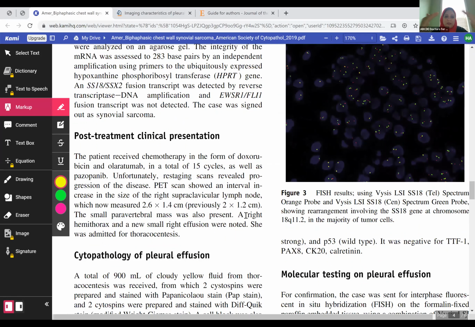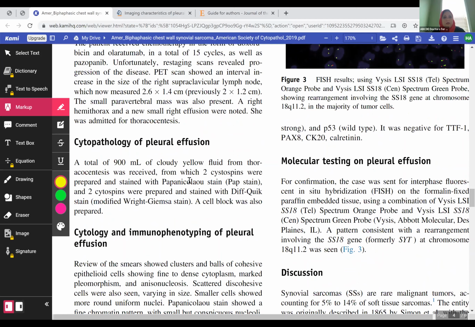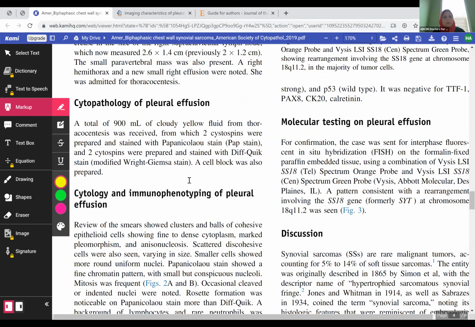All right, continuing the clinical picture. This was a clinical part. The patient had chemotherapy. I've put in the kind of chemotherapy they've used, although once again, as a pathologist, it might not be that relevant. But maybe a surgeon, maybe an oncologist is reading this, right? And then the PET scan showing the progression of the disease. Then the next part, cytopathology of pleural effusion.